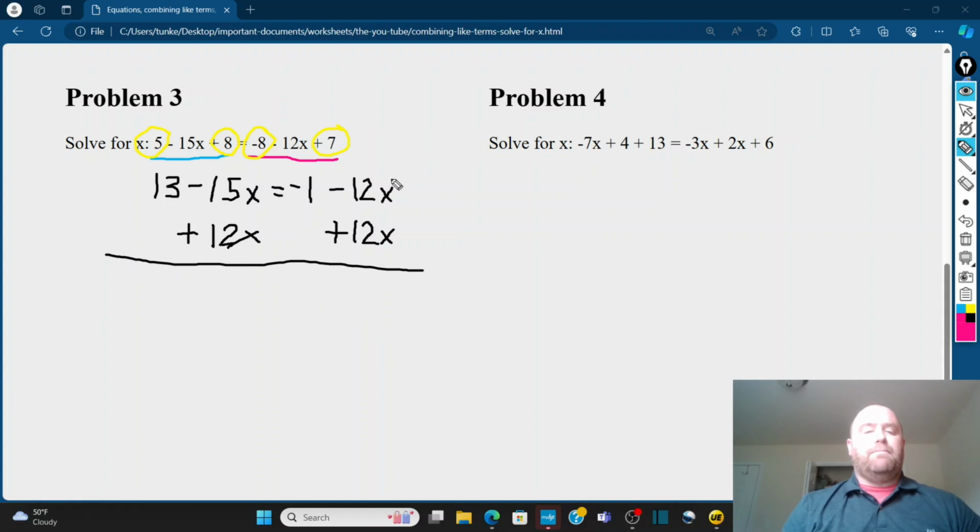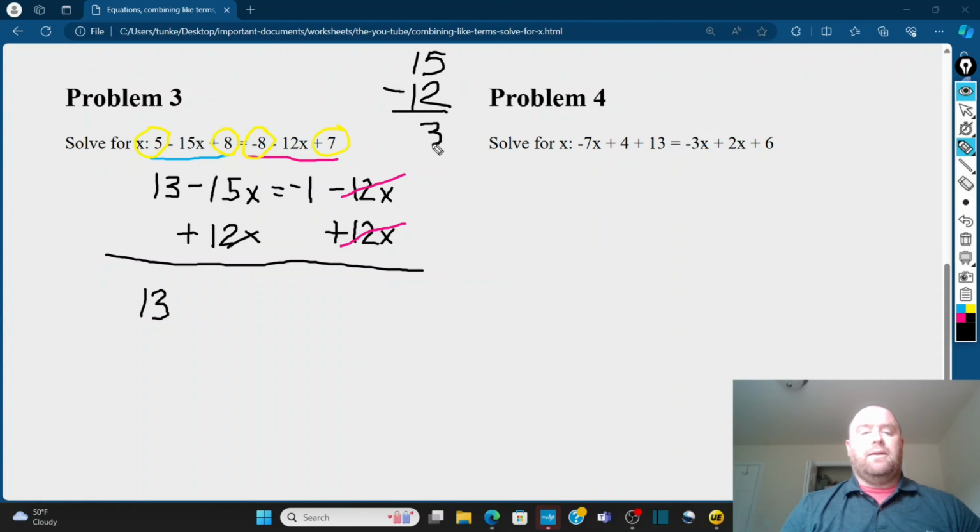On the right-hand side, minus 12x and plus 12x cancel each other out. On the left-hand side, we've got 13. And then we've got a negative 15x plus 12x. Negative 15 is further away from 0 on the number line, so we're going to do 15 minus 12.